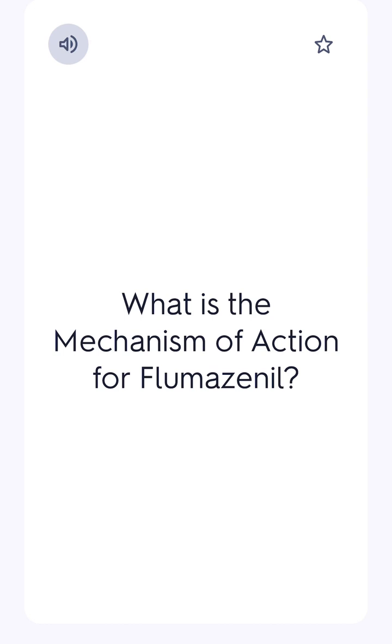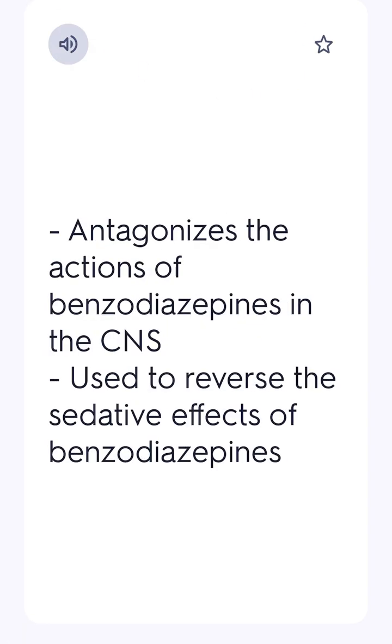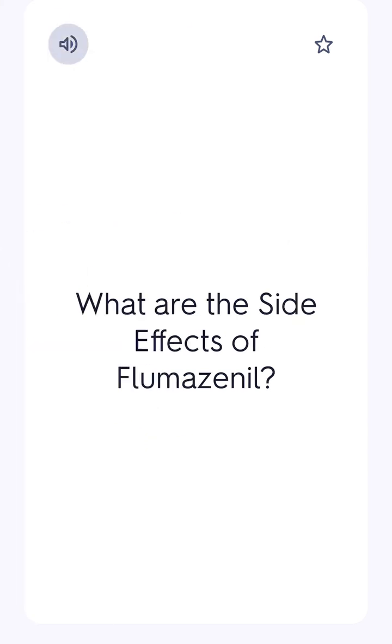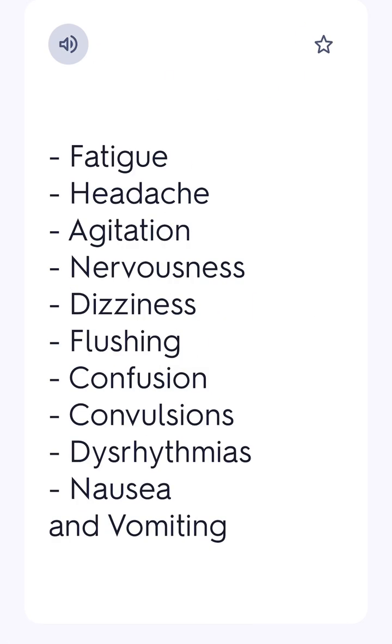What is the mechanism of action for flumazenil? Antagonizes the actions of benzodiazepines in the CNS, used to reverse the sedative effects of benzodiazepines. What are the side effects of flumazenil? Fatigue, headache, agitation, nervousness, dizziness, flushing, confusion, convulsions, dysrhythmias, nausea and vomiting.